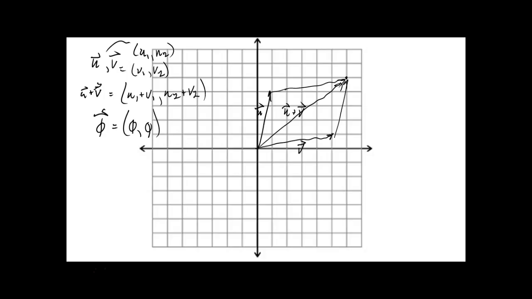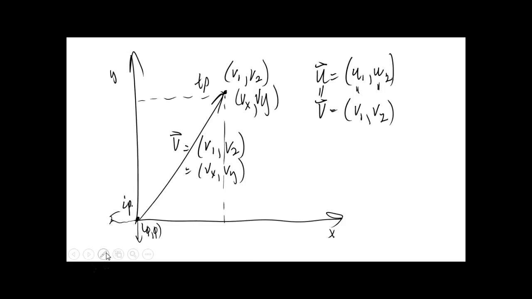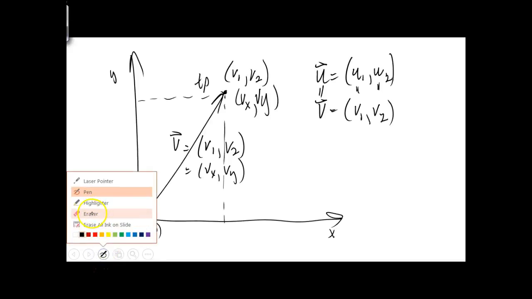Let's look at example 2. And we don't need a graph board to do that. We can just do it here. Find the sum of the vectors. Here's vector u, 1, 4. And the vector v, 2, -2.